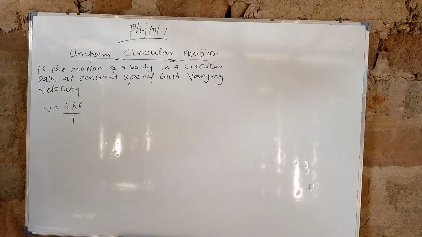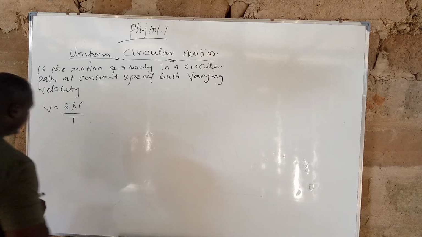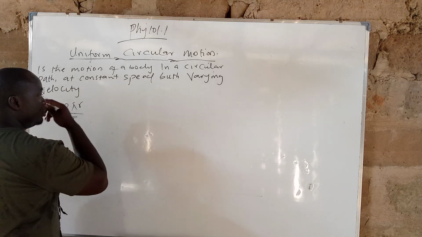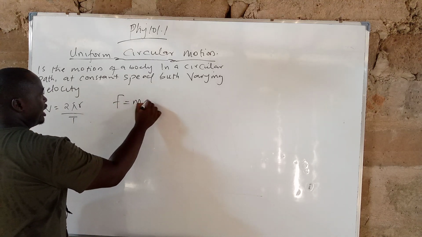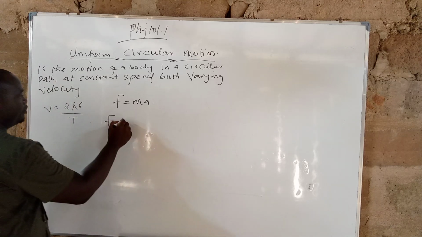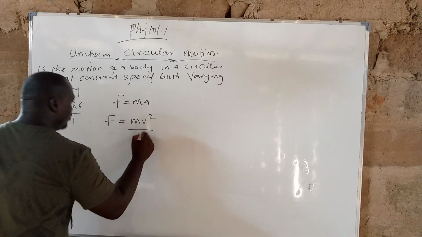And if the velocity is 2 pi r all over t, you already know that pi is 22 all over 7, or is equal to 3.142. And remember, r is the radius and t is the time or period. You cannot talk about circular motion without talking about centripetal force and centripetal acceleration. Remember, for the second law of motion, F is equal to ma, right? And under centripetal force, it is mv square all over r.